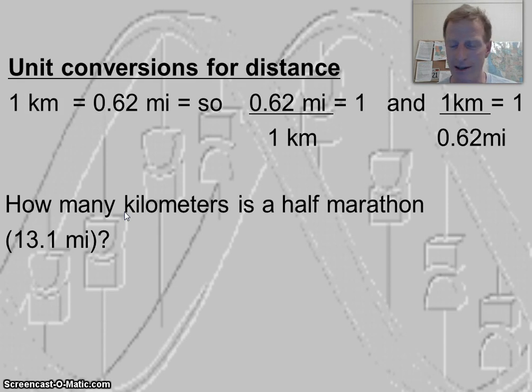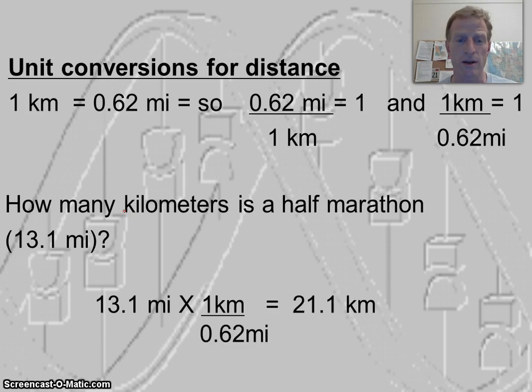Okay, to solve it, again we want to get kilometers and we're given miles. So which of those formulas are we going to use? Well, again, we want to have miles on the bottom so that our miles, when we multiply, cancel, and 13.1 times 1 kilometer divided by 0.62 equals 21.1 kilometers. So if you got that answer, gold star for you. You are correct, and we'll work on some of these problems in lab, and you've got a good head start on that. Okay, that's it.